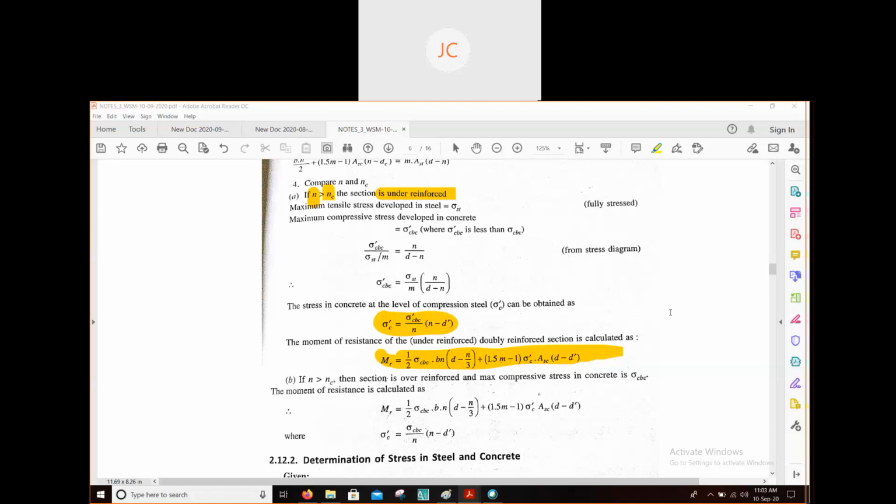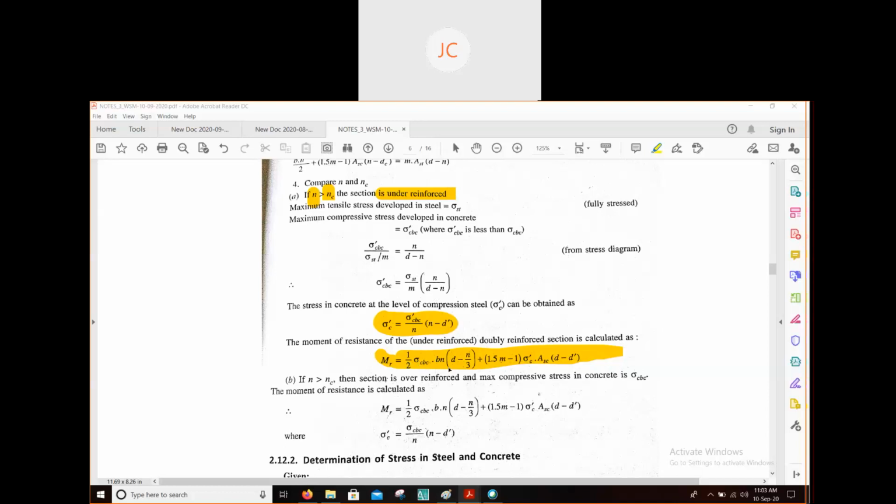Anyone got the answer? Moment of resistance, how much? Only Arif Khan and Wang Chin have written down the answer. 16.18 Wang Chin, and Arif Khan 5.66. Any other student have got any answer? Okay, so I don't know the answer, so I expect all of you can do it.